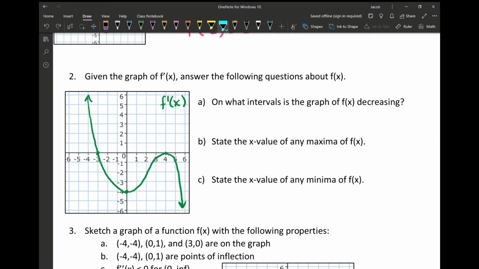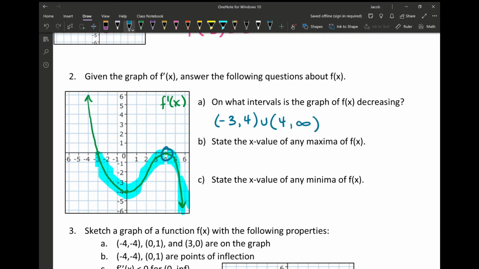So f prime of x is negative where the original graph f of x is decreasing, because that's what we're being asked about. We're not being asked about where f prime of x is decreasing, we're asked about where f of x is decreasing. So it's decreasing, and we're leaving a space there with an open circle. It's decreasing when this graph is negative. So it's decreasing from -3 to 4, union 4 to infinity.